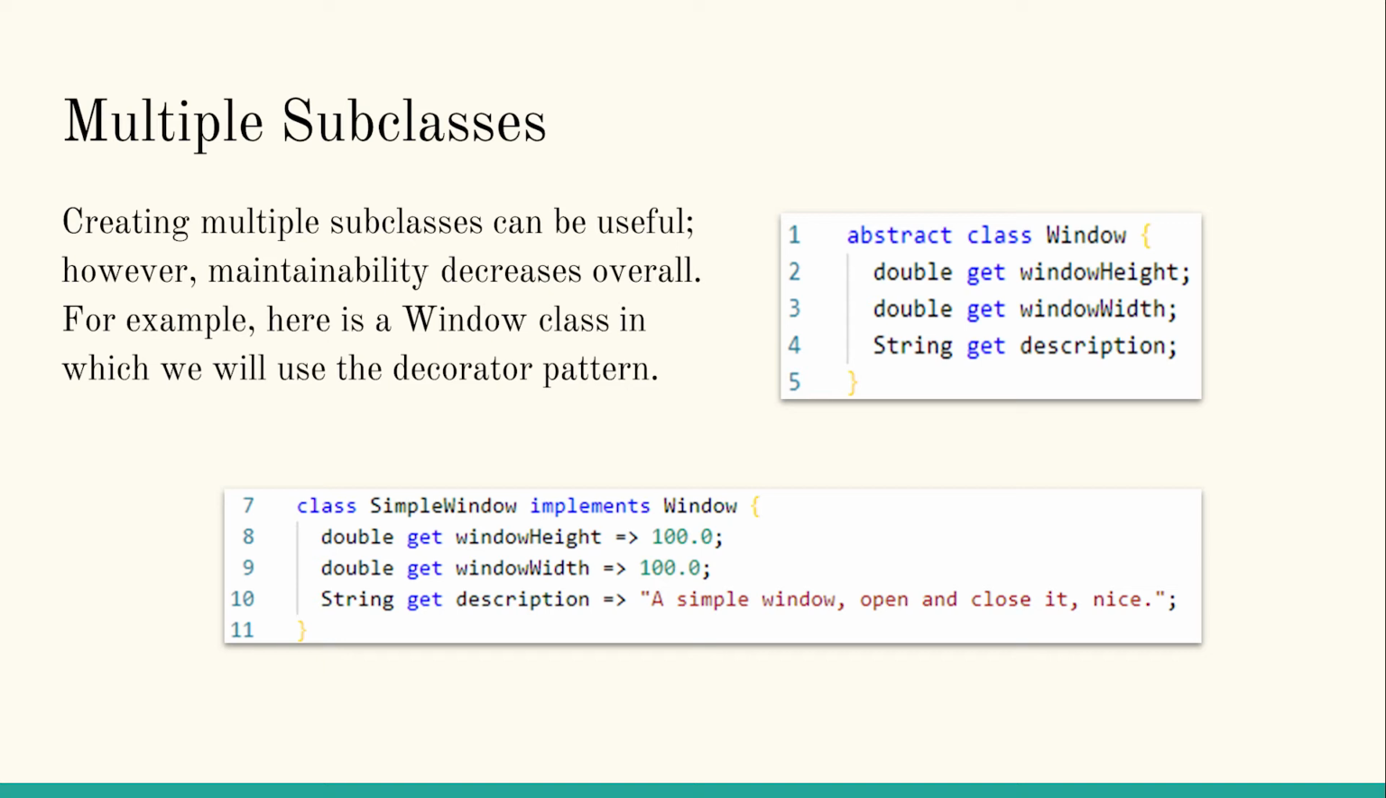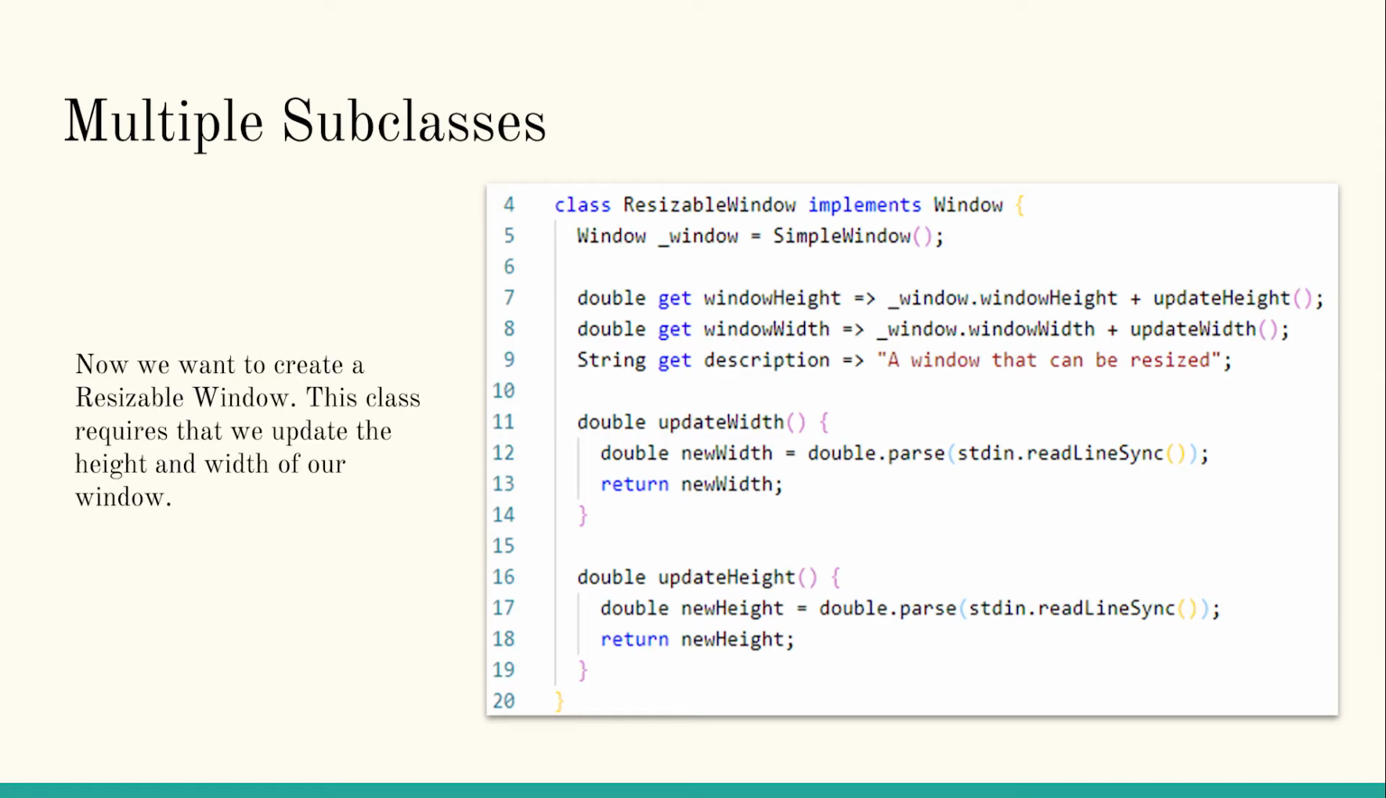For example, I have an abstract class called a window here. And talking about your regular kind of window that you'd see on a computer, it's got a height, a width, and a description. With that, I use the decorator pattern and I implement window. So in the bottom picture, we can see that I set the fields to be a fixed value, 100, 100, and a simple window, open and close it. Nice. Easy, right? Then we move on.